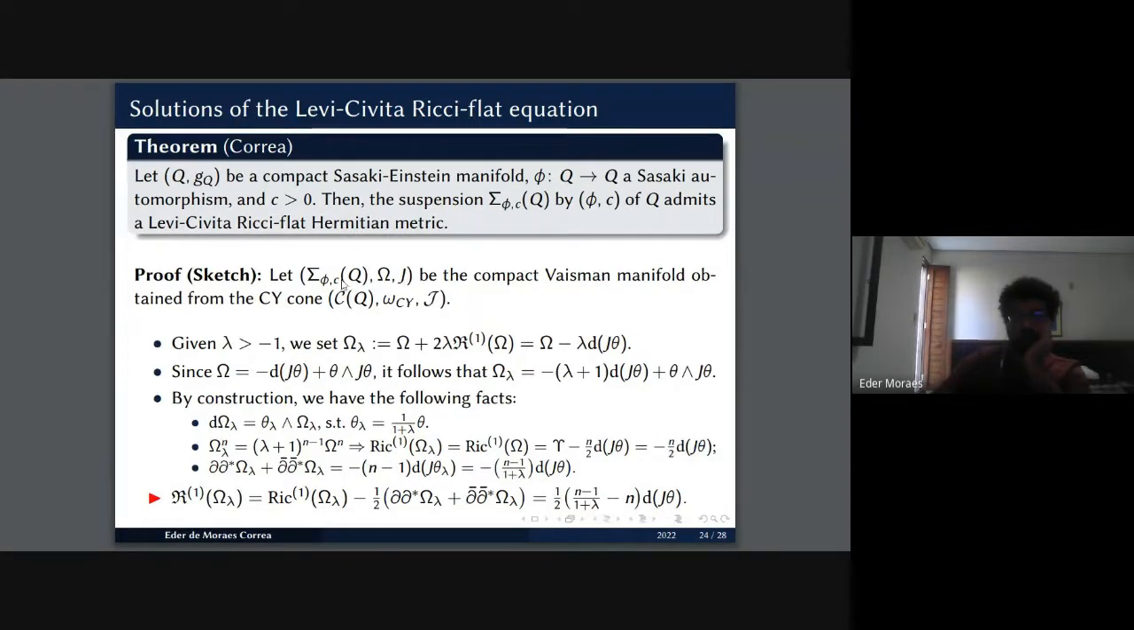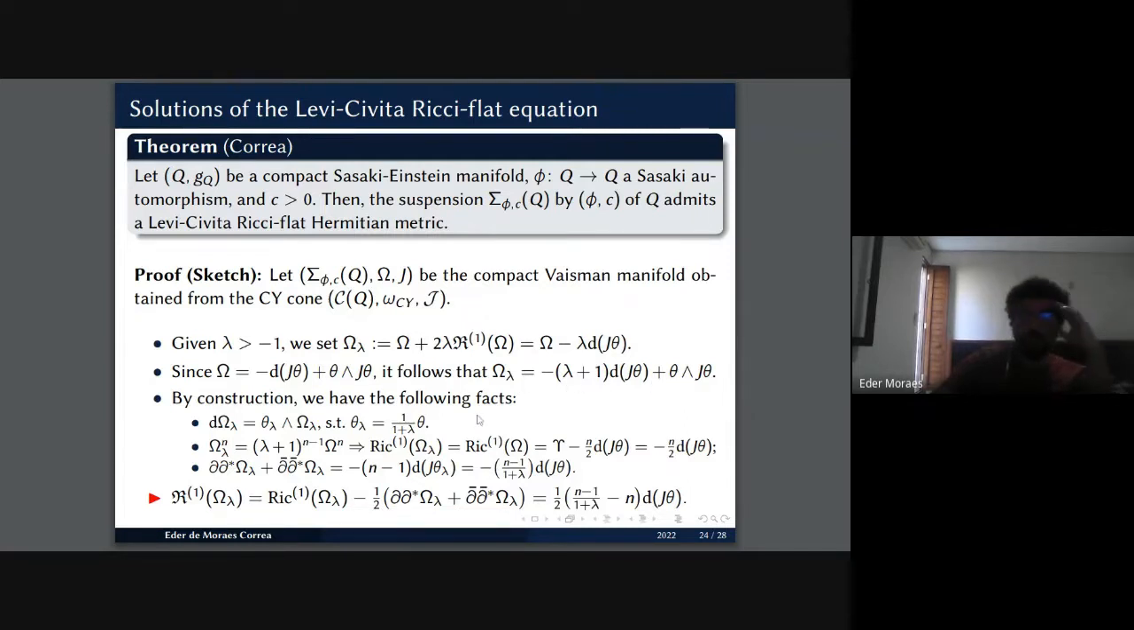So here we have a compact Weismann manifold obtained from a Calabi-Yau cone, right? And if you take lambda greater than minus one, we can define a Hermitian structure in this way. We perturb the Hermitian structure by its own first Levi-Civita Ricci curvature. Once the manifold is Weismann, we have this description for the fundamental two-form. Essentially the fundamental two-form capital omega lambda is given by this, right?